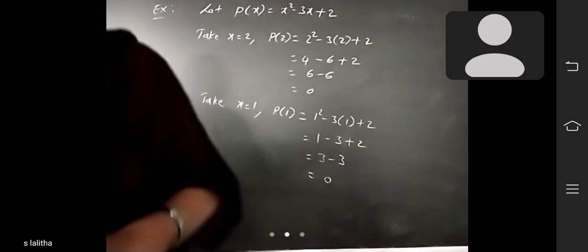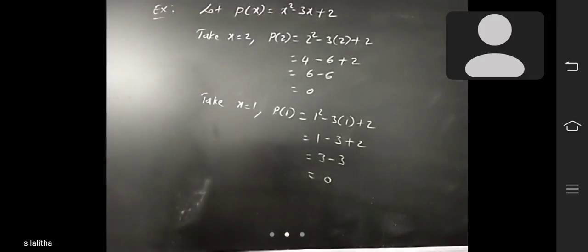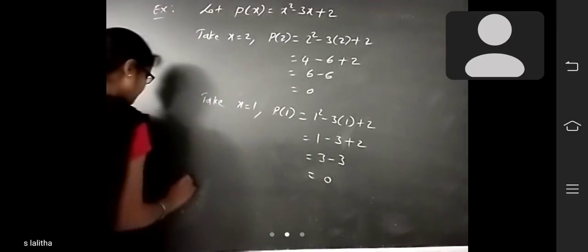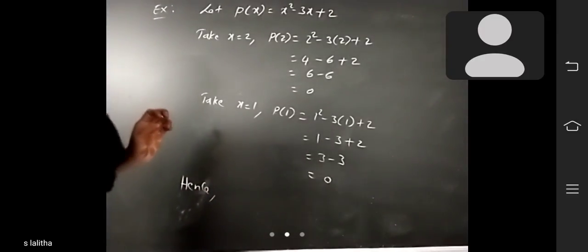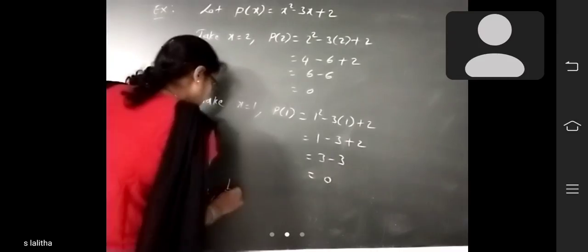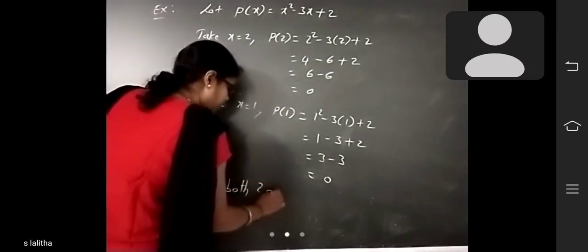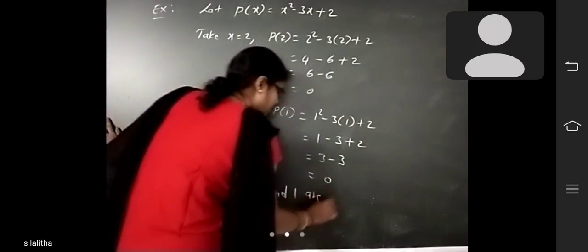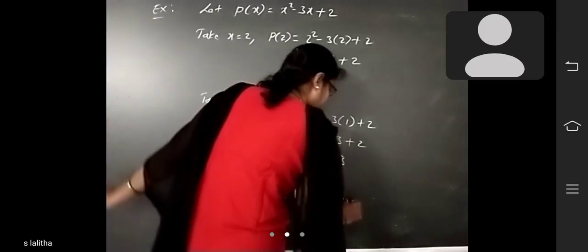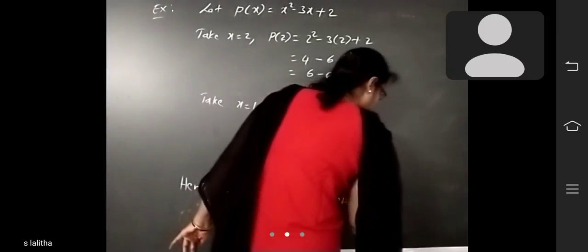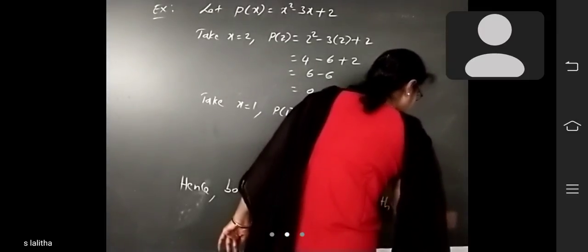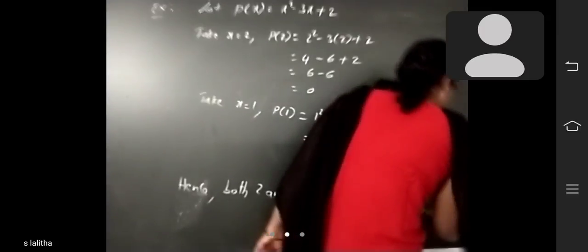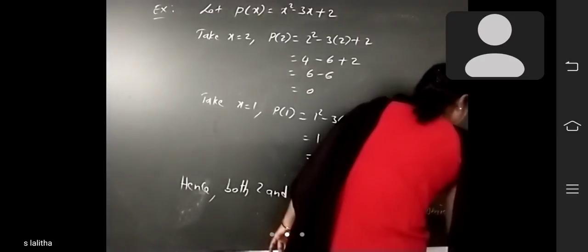Okay. So therefore, hence both 2 and 1 are zeros of the polynomial x squared minus 3x plus 2.